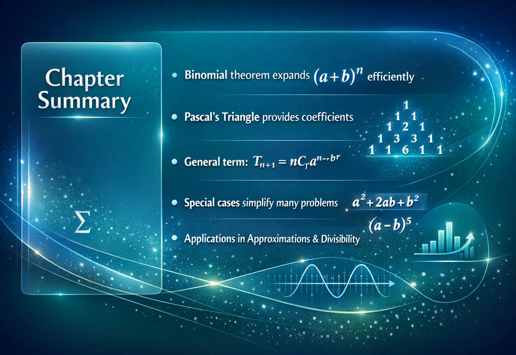In this chapter, we learned that the binomial theorem efficiently expands (a plus b) to the n. Pascal's triangle provides the coefficients visually. The general term is t subscript r plus 1 equals nCr times a to the n minus r times b to the r. Special cases like (1 plus x) to the n simplify many problems. Applications range from approximations to divisibility proofs.